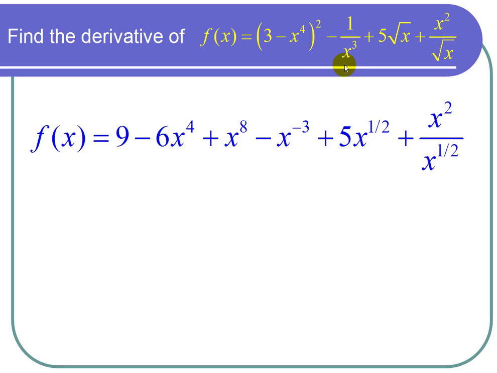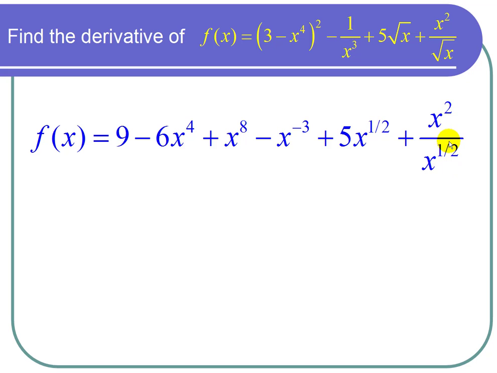And then let's remember that the square root of x can be written as x to the 1/2 power. And I do that both in this term here, 5 root x is 5x to the 1/2, and x squared over root x is x squared over x to the 1/2. So I can do one last bit of algebra right here on this fraction. I can use the quotient rule that says when I divide exponents, I can subtract. So 2 minus 1/2 is the same as 4 halves minus 1/2, which is 3 halves.